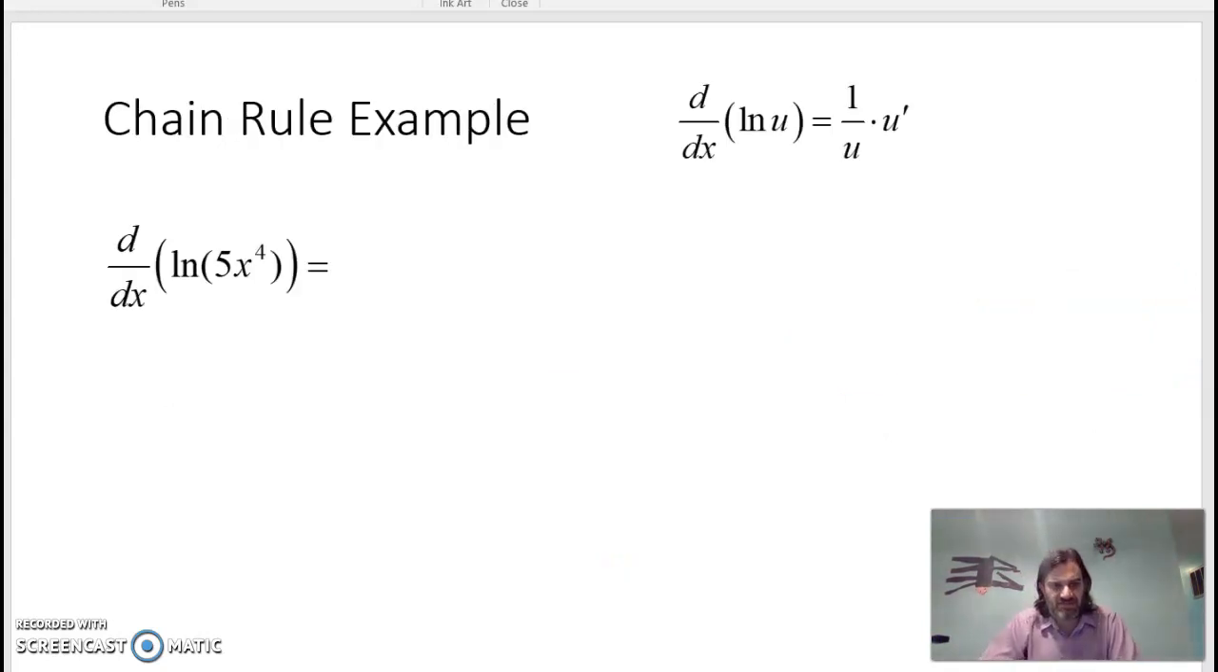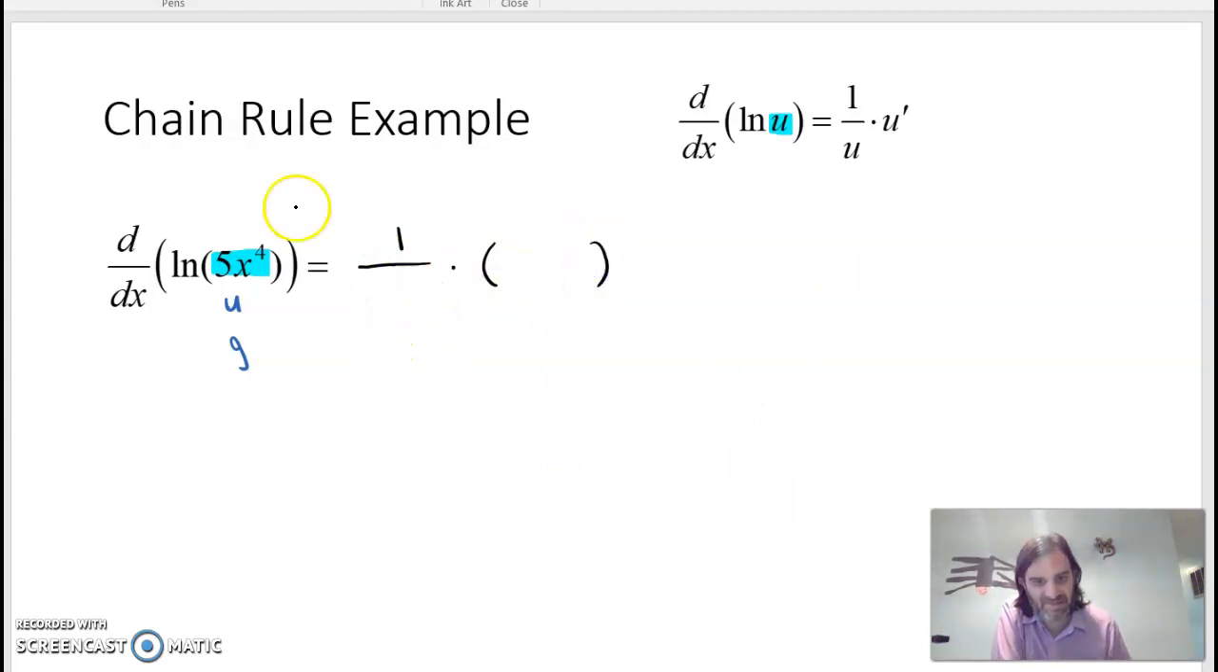Okay. So this is a problem we did the long way, natural log of 5x to the fourth. Well, let's just do it with a function-specific chain rule here. So we're letting u be 5x to the fourth. And remember, this is the same thing as u or g. So when we take the derivative of natural log, we get 1 over that u part, and then times the derivative of that u part. So there'll be a u or a g and a u prime or a g prime.